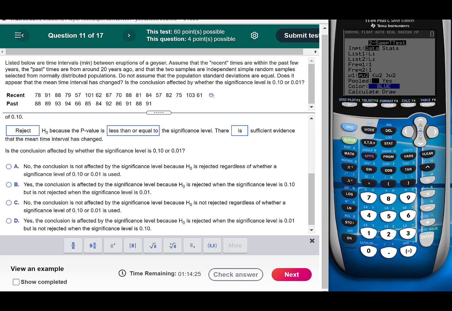And can you guys see which one is going to be? Yes, this one. Because H0 is rejected when the significance level is 0.10, but it's not rejected when the significance level is 0.01.